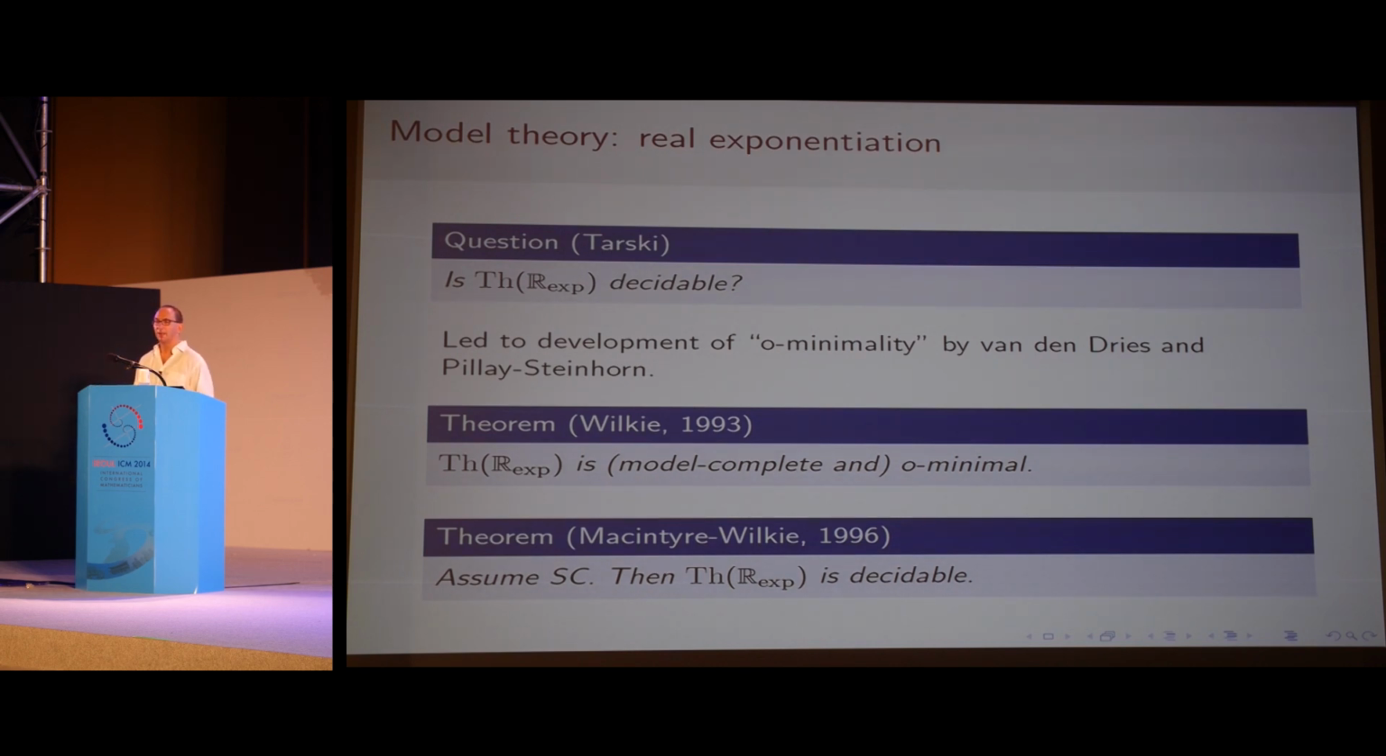In the 80s, Van den Dries considered a certain finiteness property of definable sets, which we'll see in a minute, in the context of real exponentiation, and Pila and Steinhorn developed the theory in general. The O-minimality of real exponentiation was proved by Alex Wilkie in the 90s.